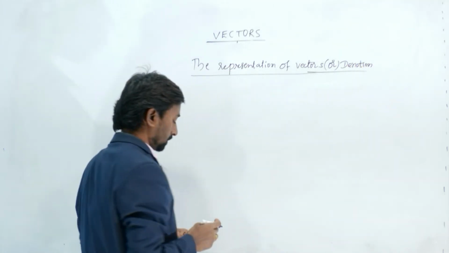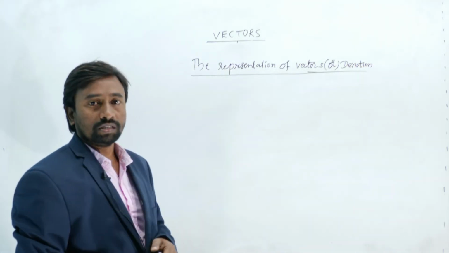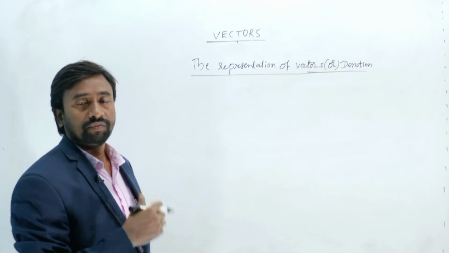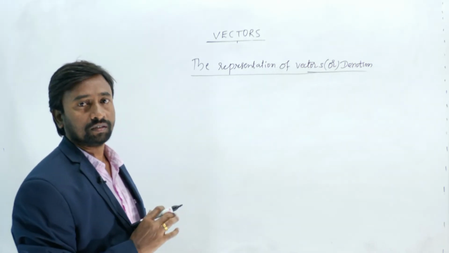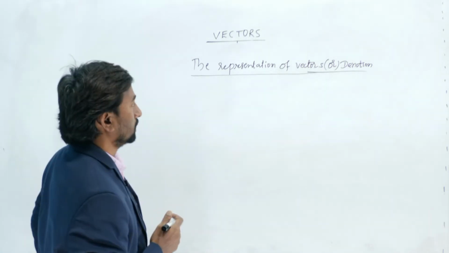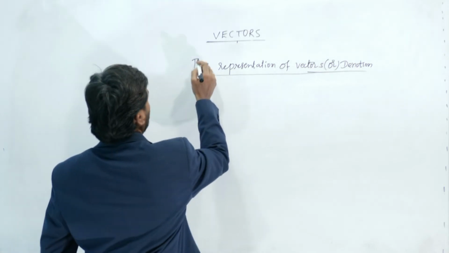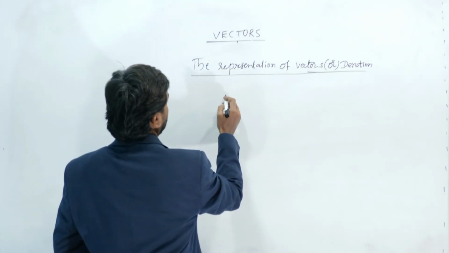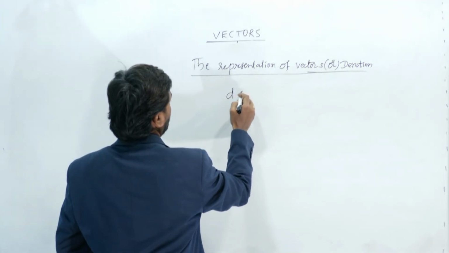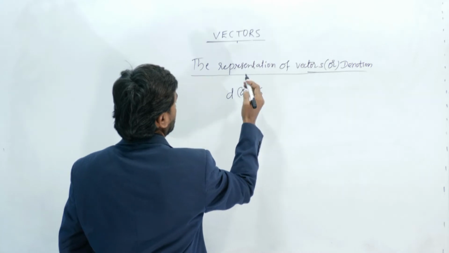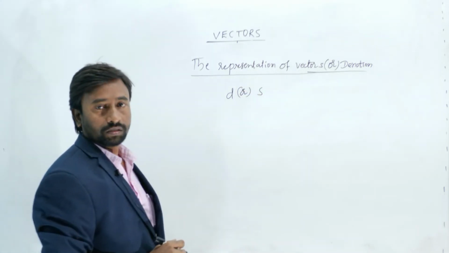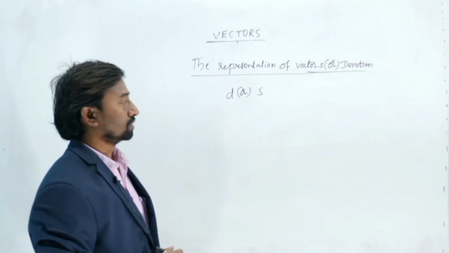So how is it denoted? Suppose displacement is a vector, velocity is a vector, acceleration is a vector, force is a vector. How can we represent that? Suppose the vector is displacement. We know that displacement can be denoted by d or s.